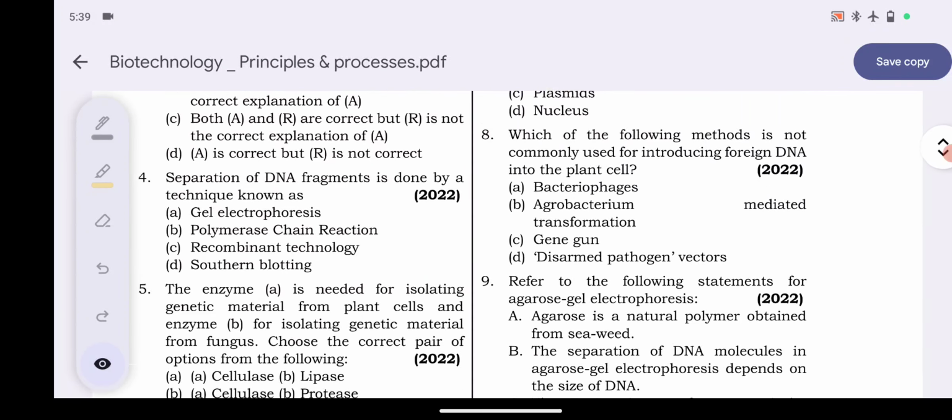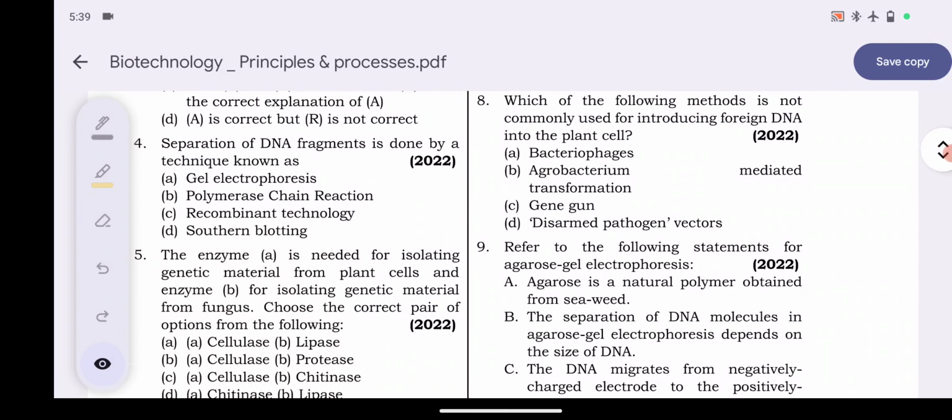Next is question number 4. Separation of DNA fragments is done by a technique known as: gel electrophoresis, PCR, recombinant technology, southern blotting. So here the answer will be option A, gel electrophoresis. Separation of DNA fragments which is carried out after restriction enzyme digestion is done by a technique known as gel electrophoresis.